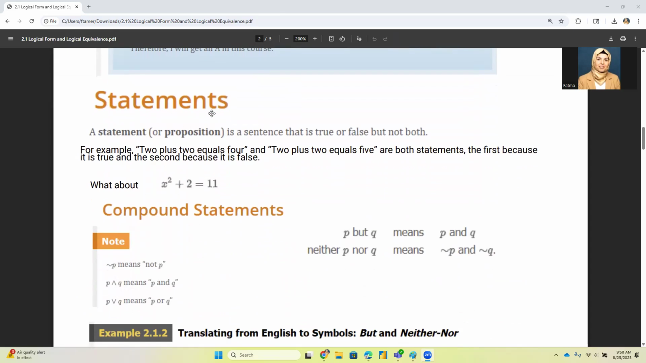We're going to look at what a statement means. A statement, or another name would be proposition, is a sentence that is true or false, but not both. So when we have a statement, it is true or false.